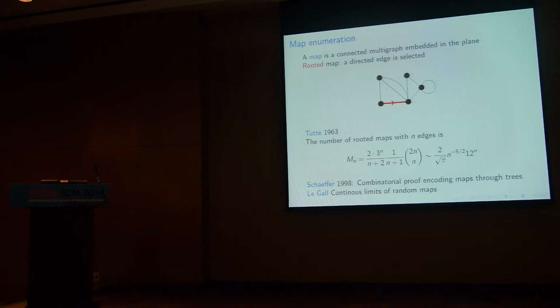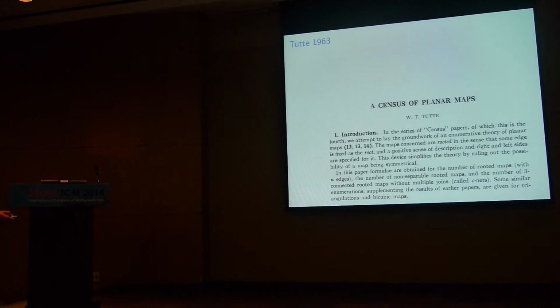Okay. And then, here is the original paper of Tutte. I think this was also really a fundamental paper. He wrote a series of papers called a census of triangulations, a census of planar maps. So he wanted to census all these things. And still, this is nice reading, even if Tutte always uses his particular terminology.